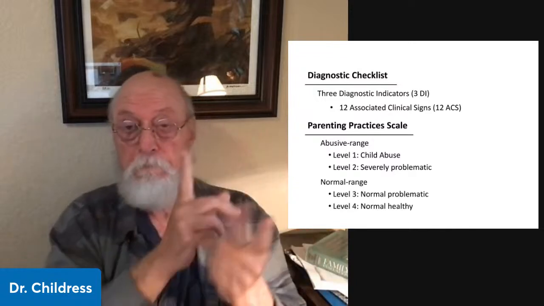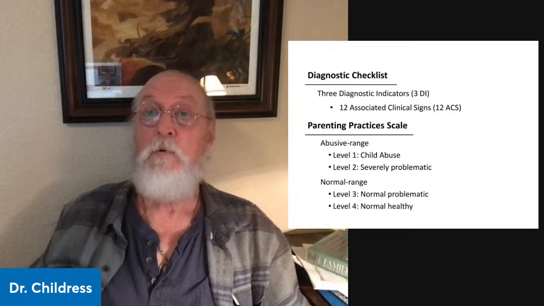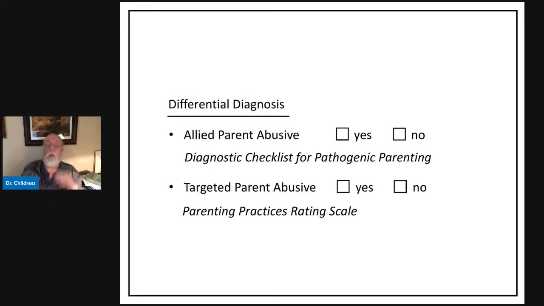So there it is. Okay. And it's an easy checklist. So it should be just like routinely collected by all mental health professionals. And here it is. Here, easy. The question whether the allied parent is abusive is the diagnostic checklist for pathogenic parenting. If those symptoms are not present, then no, you have some other issue going on. It's not the psychological child abuse, persecutory delusion, factitious disorder, if those symptoms are not present. If they are, yes, it is.